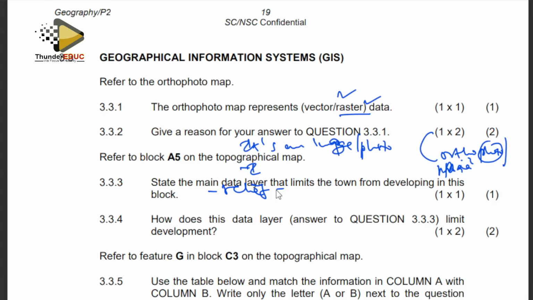How does this data layer mentioned above limit the development? Number one, if the area has contour lines close to each other, it means that that area is steep. Therefore, it is difficult to construct on such a steep area, or it's difficult to build. But people build there. But if you are to build there, that means you're going to use a lot of money. Therefore, it is going to be expensive.